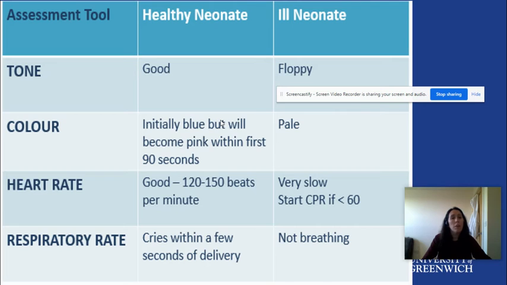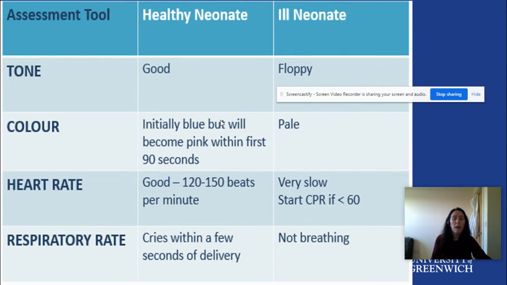Color, whether the healthy neonate comes out a little bit blue, but there it says should be pinkish within the 90 seconds. So a minute and a half to pink up. That's just what it takes to get the oxygen in and get the gas exchange taking place and for the baby to be fully oxygenated. If the baby's pale, cyanosed, grey, we're thinking this is a really ill baby. We do not want to see that.